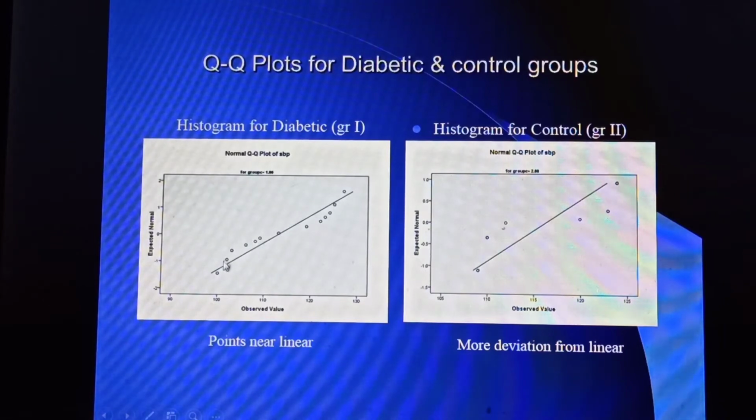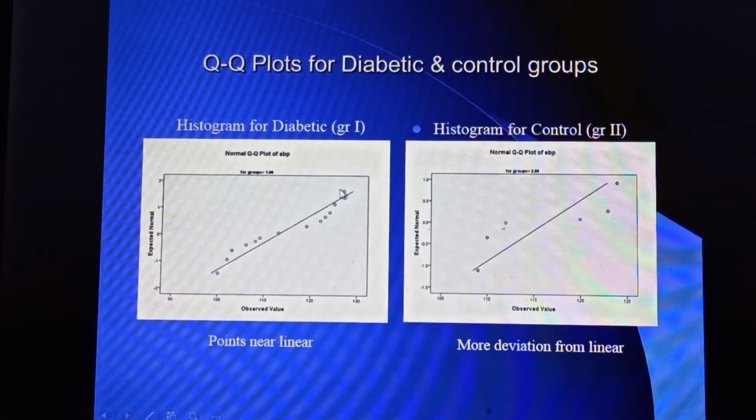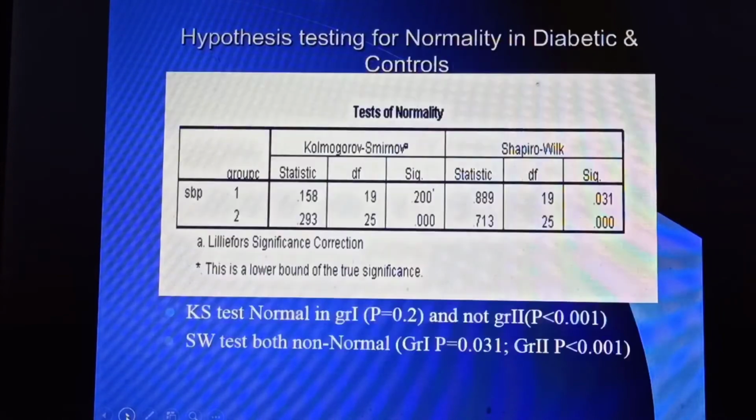If our observations are close to the straight line, it can be considered to be near normal. If it is falling perfectly on the line, then it is a perfect normal distribution. And for group 2, more deviation from linear is there. Points are near to linear in group 1.